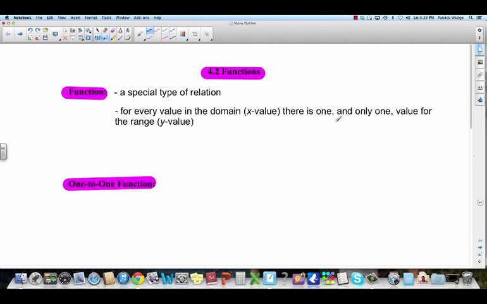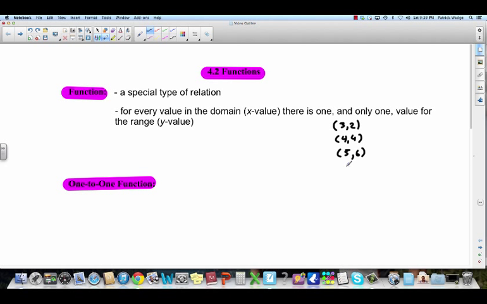So for example, let me put down some points here. 3, 2, that's an ordered pair, right? 4, 4, that's an ordered pair. 5, 6, that's an ordered pair. So far this is a function because for every domain value, every x value, 3, 4, 5, there's a different y value, 2, 4, 6.